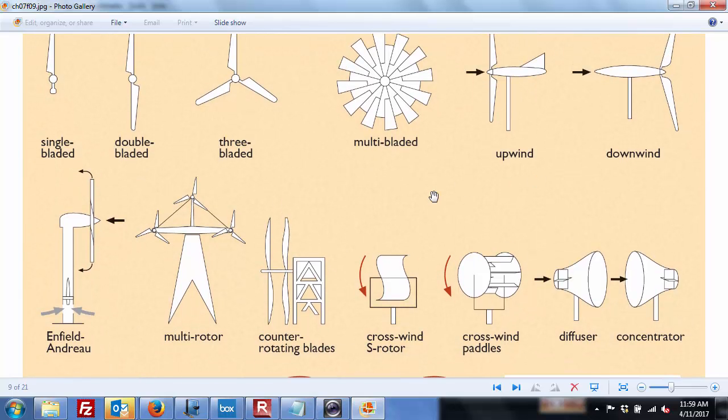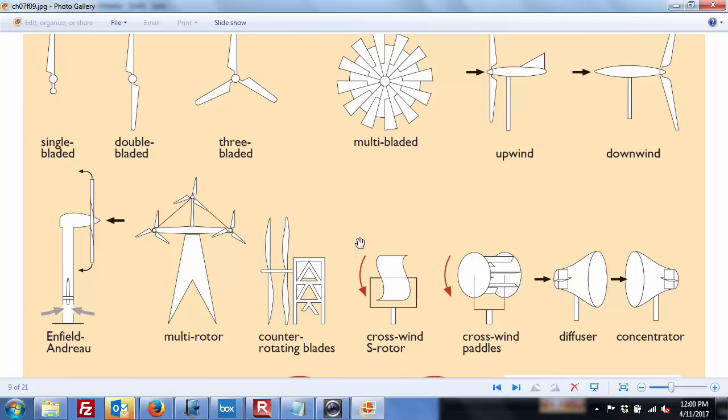That's kind of wild. Single motor, multi. Never seen it downwind. Yeah. Well, in some ways it's simpler because the blades themselves are acting like the tail. Just think of it like a streamer on a kite. Multi-rotor, counteracting, crosswind.